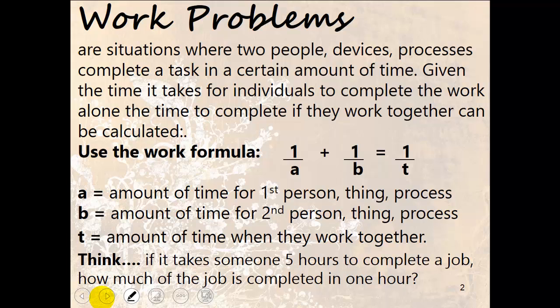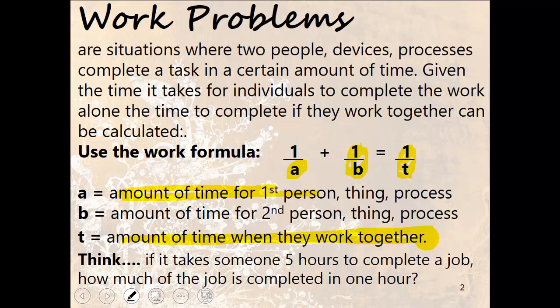And we use the formula, we call it the work formula, 1 over A, and A is the amount of time for that first person, that first machine, that first whatever to complete the task, plus 1 over B. B is the amount of time for the second person or the second machine or the second process, okay? And then equals 1 over T. T is the amount of time they work together, and that's what we're looking to find.